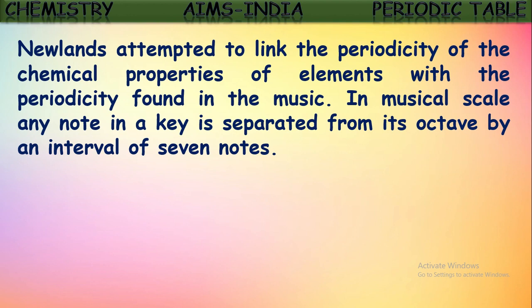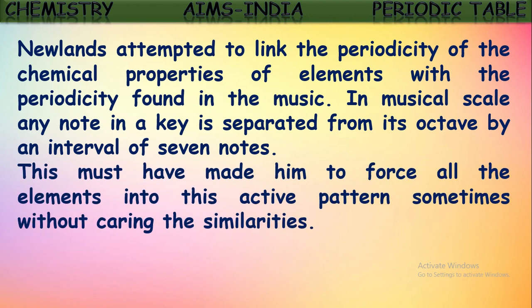Newland attempted to link the periodicity of the chemical properties of elements with the periodicity found in music. Yes, so his classification of elements is compared with the musical notes in music. In the musical scale, any note in a key is separated from its octave by an interval of 7 notes, isn't it? For example, if you see the musical notes sa, re, ga, ma, pa, da, ni, sa. So the first note is sa, and the eighth one is also the same sa again.